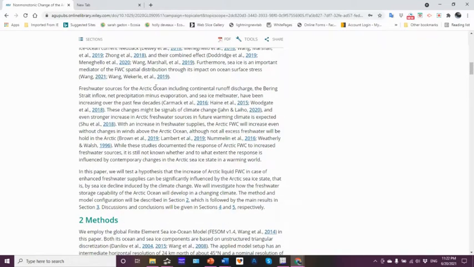Freshwater sources for the Arctic Ocean, including continental runoff discharge. Those are the rivers I mentioned earlier. A little bit through the Bering Strait, and then net precipitation minus evaporation. And of course, the aforementioned melting of the sea ice. Basically, you tend to have more precipitation that's been going on lately than evaporation, so that is adding fresh water. And all of these factors have been increasing over the past few decades.